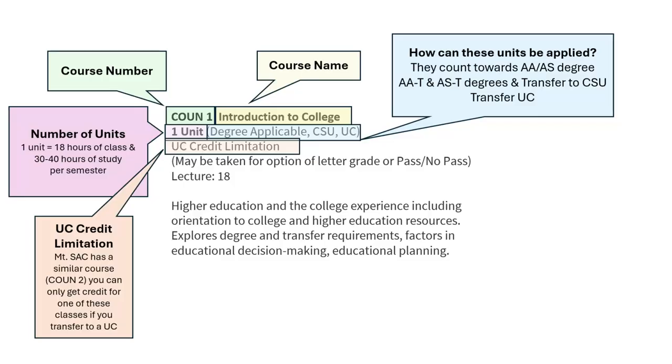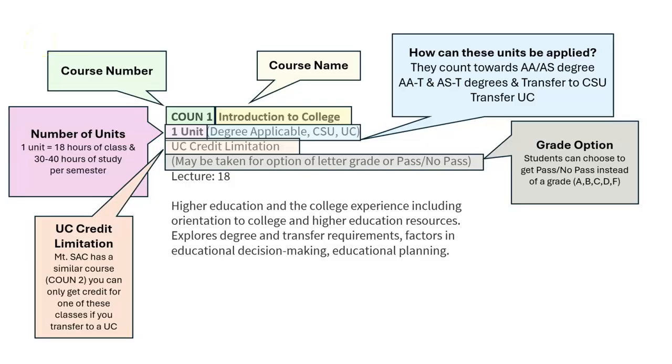If you see UC credit limitation on your course description, it means that Mount SAC has a similar course. In this case, Counseling 2 is very similar to Counseling 1, and you can only get credit for one of these courses if you transfer to a UC. So if you took Counseling 2 and Counseling 1 and you went to a UC, you would only get credit for one of those classes.